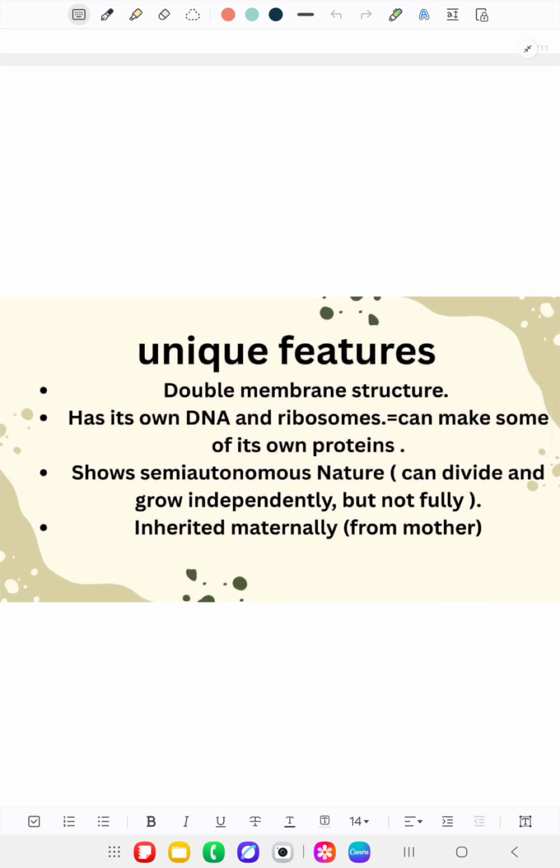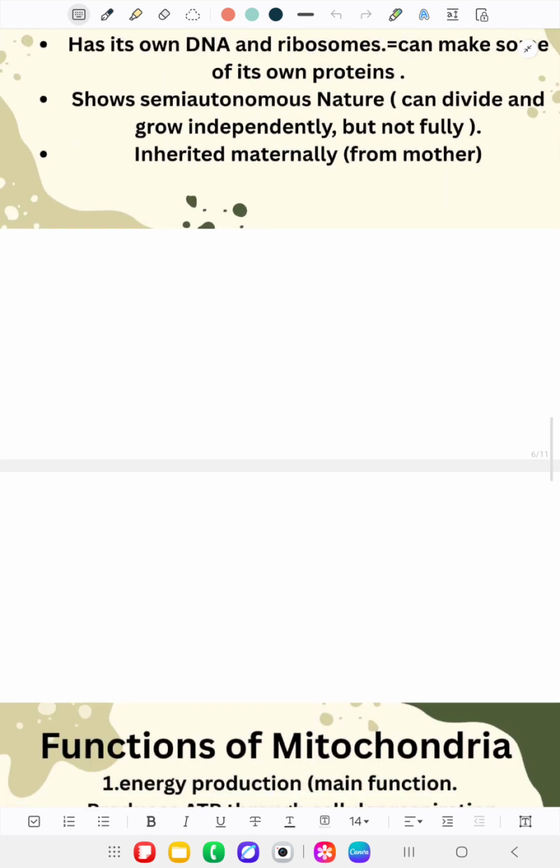Unique features: double membrane structure, has its own DNA and ribosomes, can make some of its own proteins, shows semi-autonomous nature, can divide and grow independently but not fully, inherited maternally from the mother.